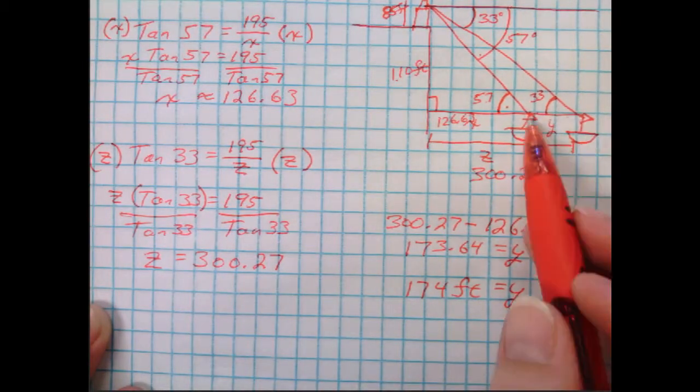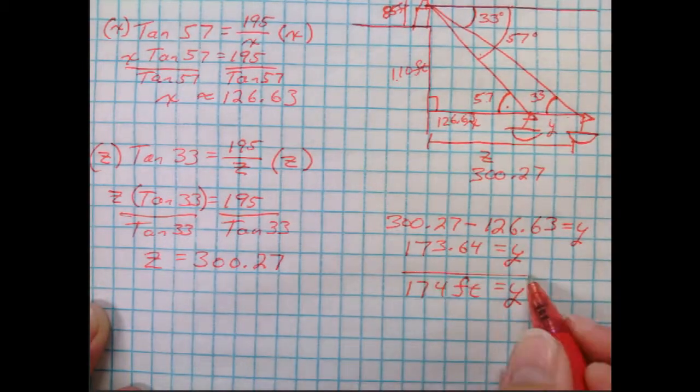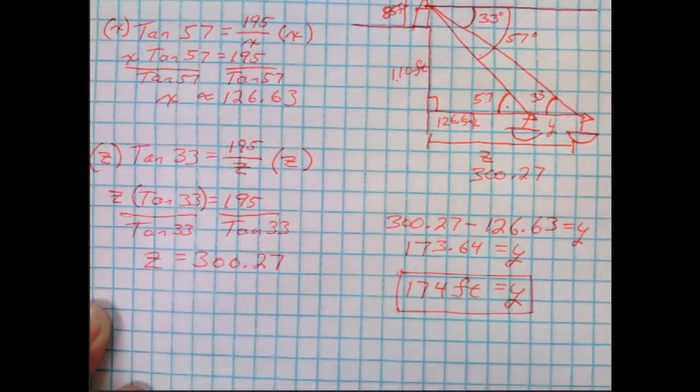The distance between the two boats is 174 feet.